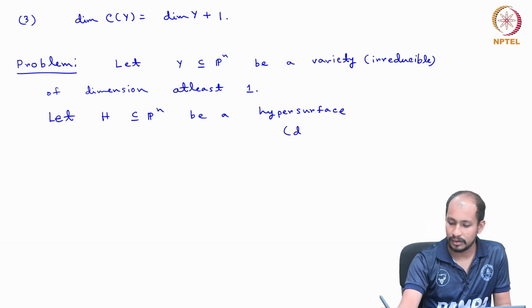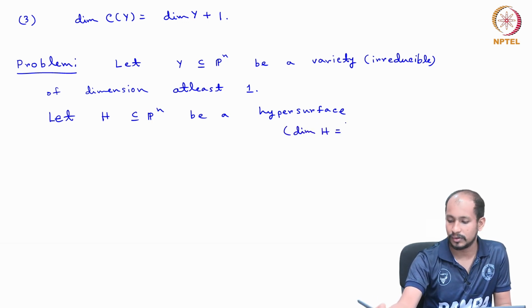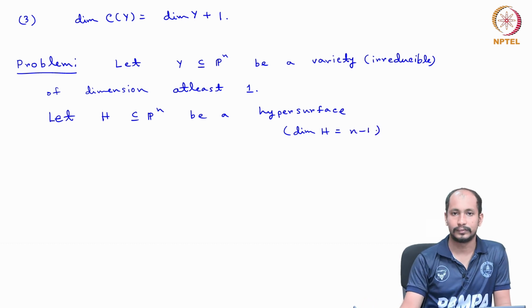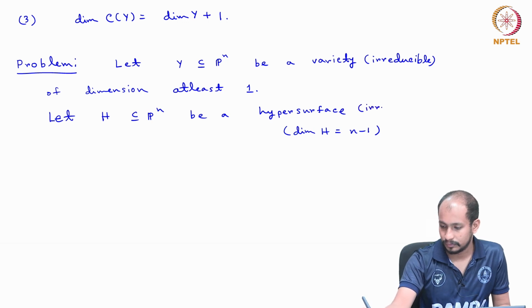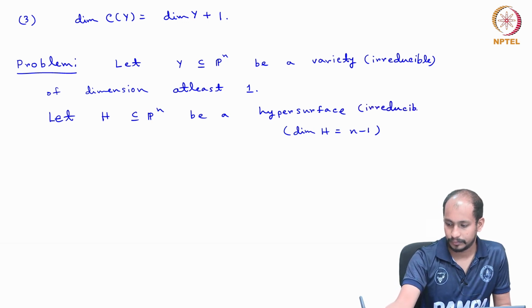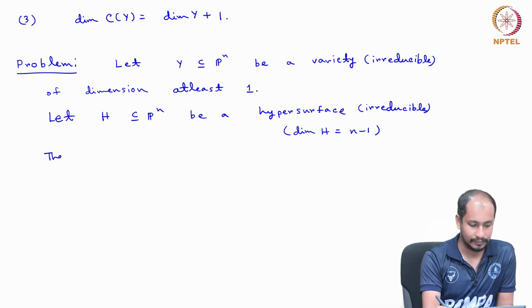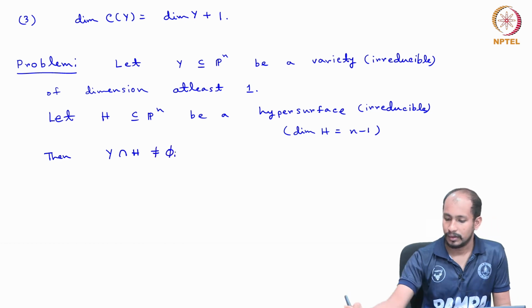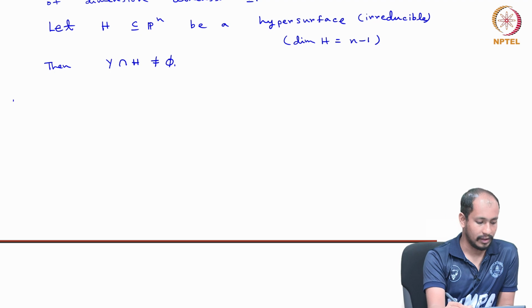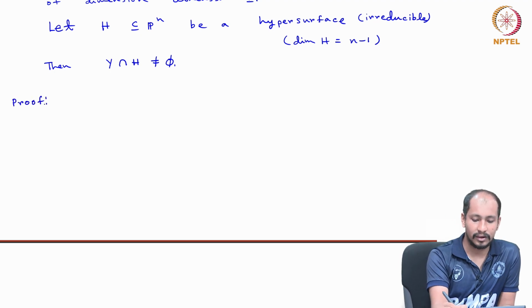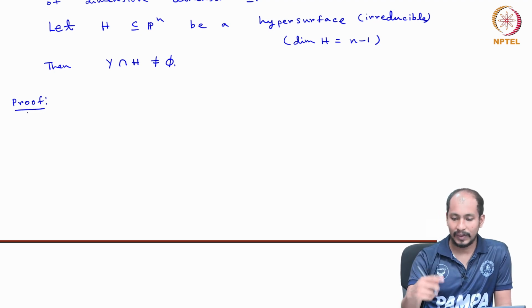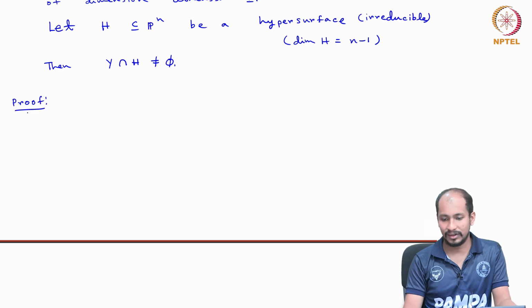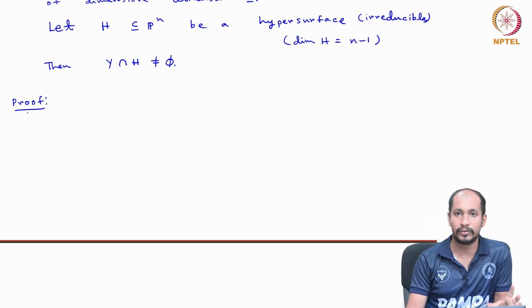This means that the dimension of H is n minus 1, so this is a hypersurface. Also you can assume that it is irreducible. Then Y intersection H is always non-empty. Now, the proof is an application of the cone of a projective variety and of the previous problem, which means actually it is an application of Krull's principal ideal theorem.